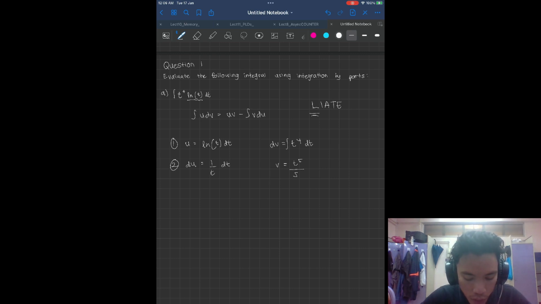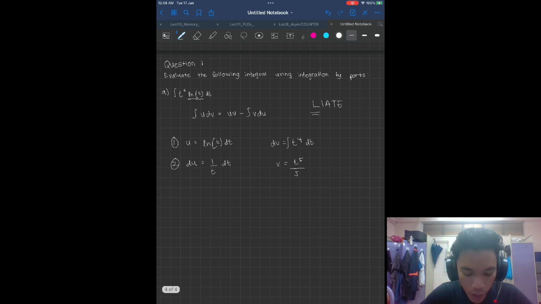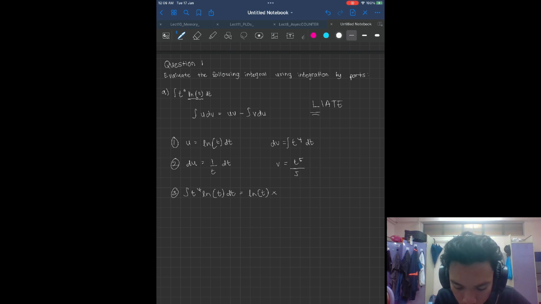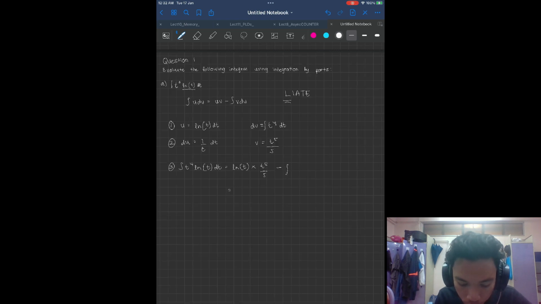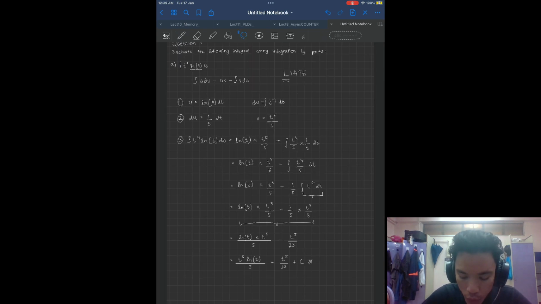So for step 3, we write down back the equation, and then follow the formula. u is ln t multiply v, which is t^5 over 5, minus integrate v du, which is t^5 over 5 and 1 over t dt. And then let's solve them one by one.